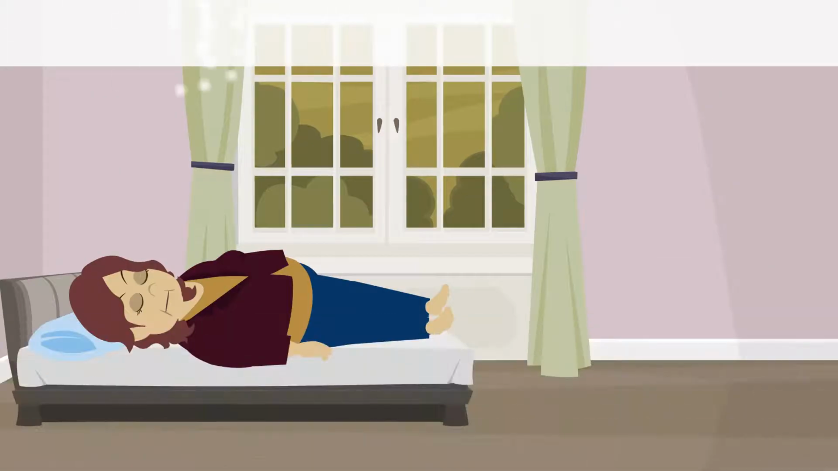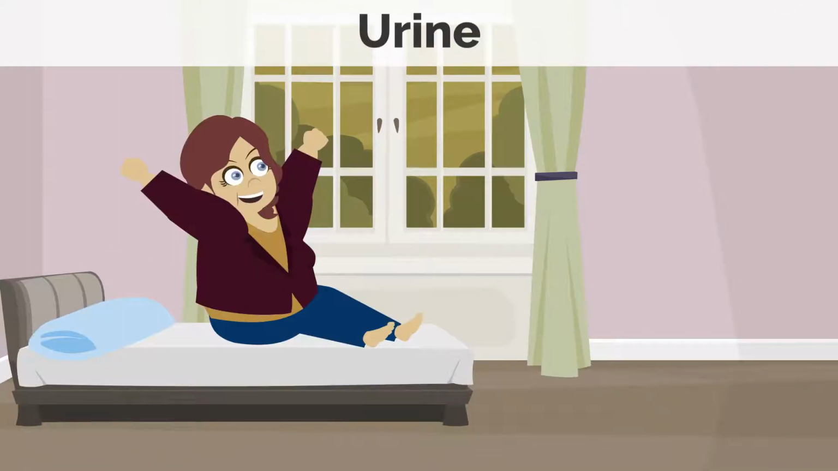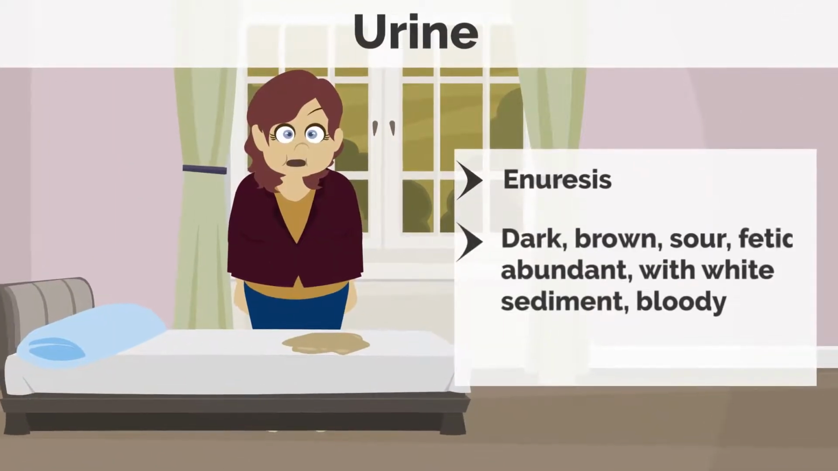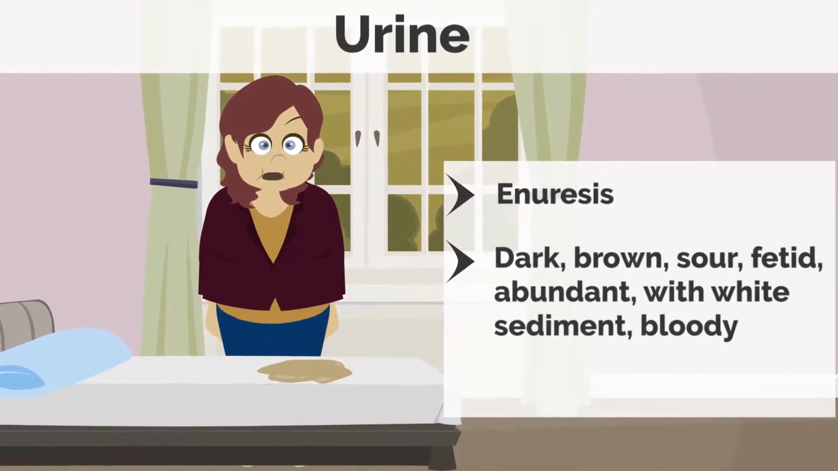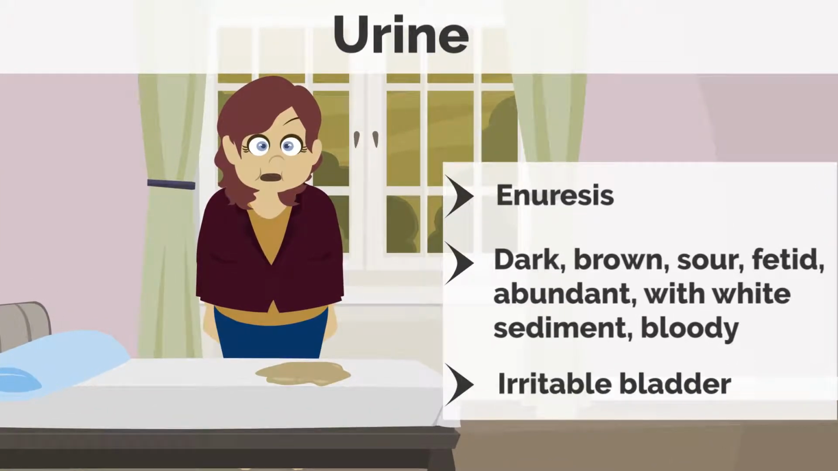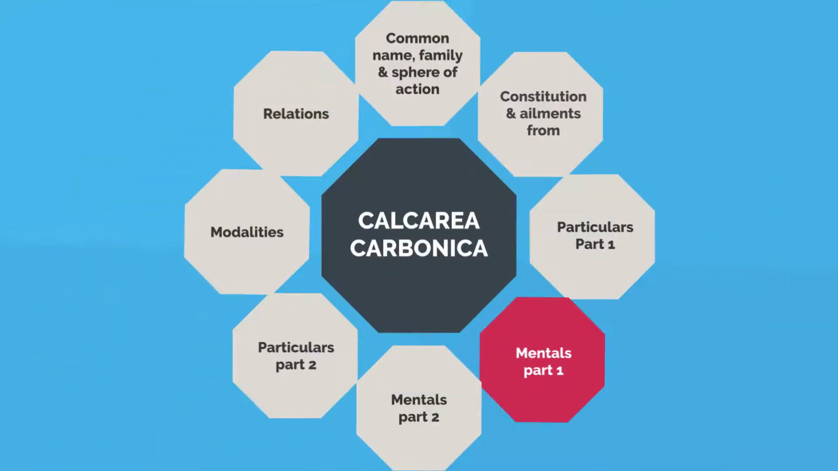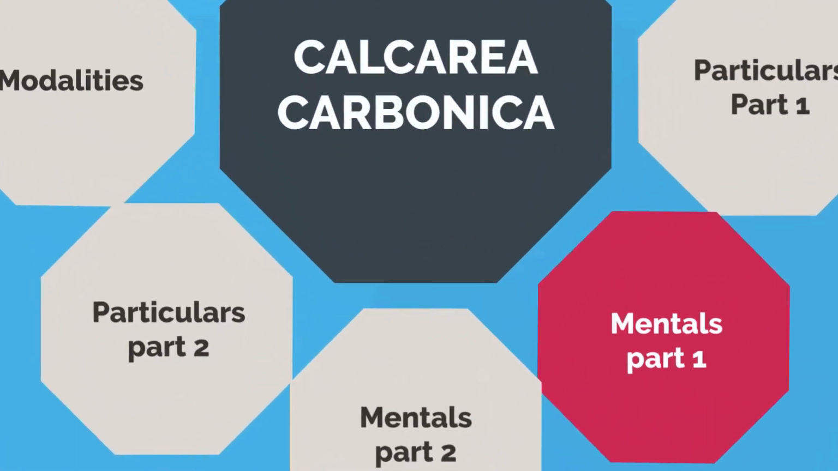Lastly comes urinary complaints. There is enuresis. Urine is dark, brown, sour, fetid, abundant, with white sediment, bloody. The bladder is irritable. Now, we will proceed to Mentals Part 1 of Calcarea Carb.